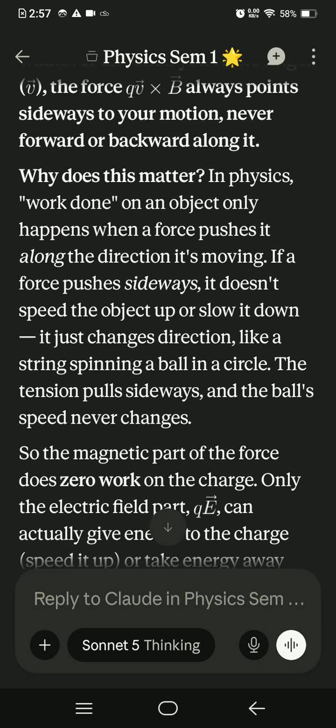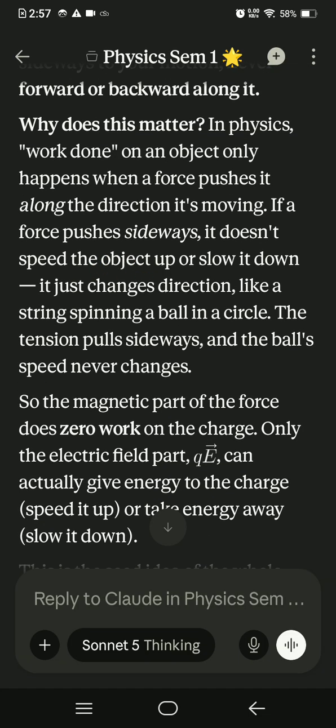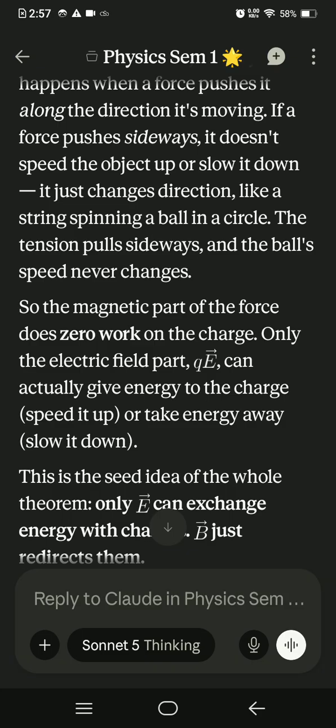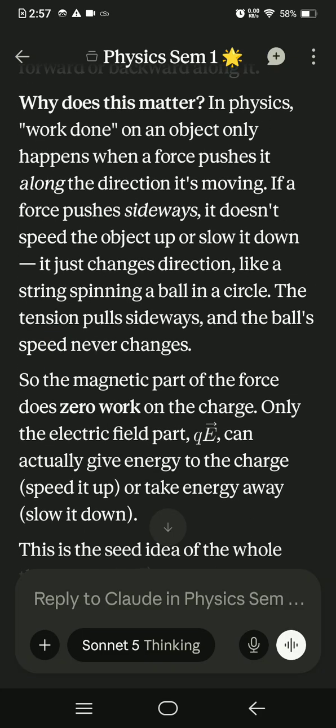So why does this matter in physics? Work done on an object only happens when a force pushes it along the direction it's moving, because work done is force times displacement. If a force pushes sideways, it doesn't speed the object up or slow it down, it just changes direction, like a string spinning a ball in a circle. The tension pulls sideways and the ball's speed never changes, so no work is done on it.